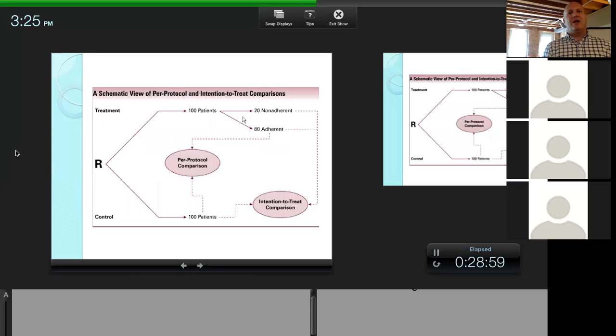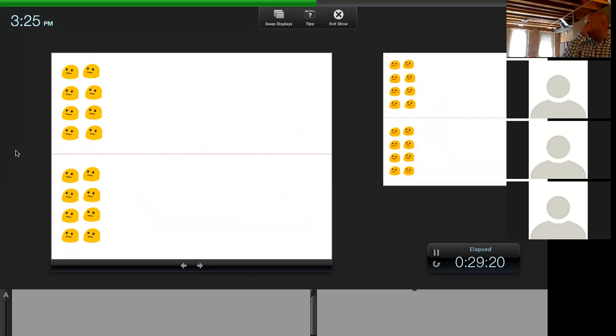So it looks a bit like this. If we had a trial where we randomized 100 patients to a treatment and 100 to control, in the treatment group, 20 were non-adherent and 80 were adherent. In our per protocol comparison, we'd only analyze the 80 adherent patients. And in our intention to treat comparison, we'd analyze all of them, whether they adhered or not. Does that make sense?